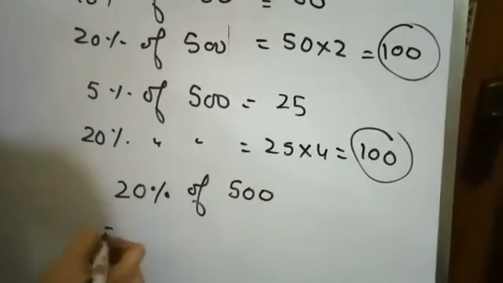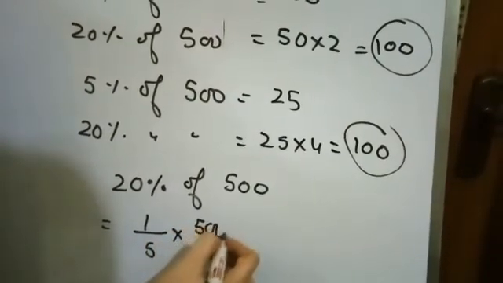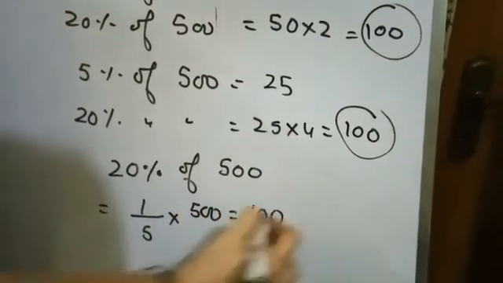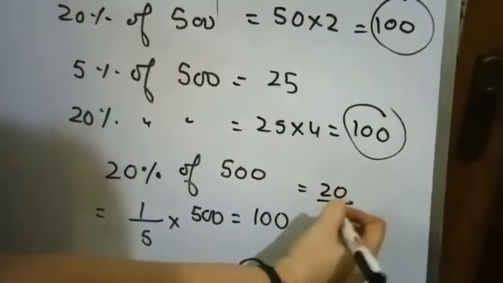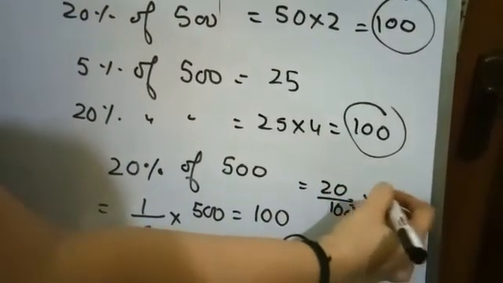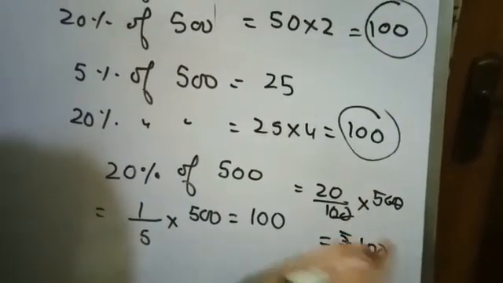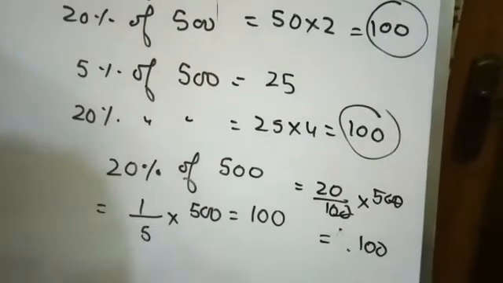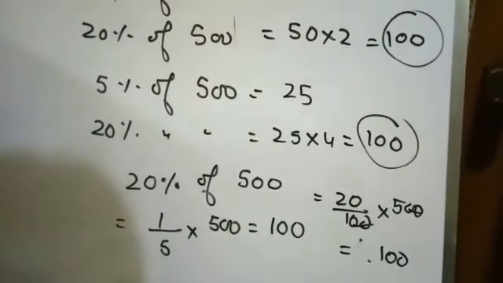But 20% means 1 by 5. 1 by 5 of 500 is 100. How has this 1 by 5 come? 20% means 20 by 100 into 500. In this way also the solution will be the same, 100. Sorry, not rupees, this is a number I am taking, 100. So there are so many ways to calculate the percentage of any number.